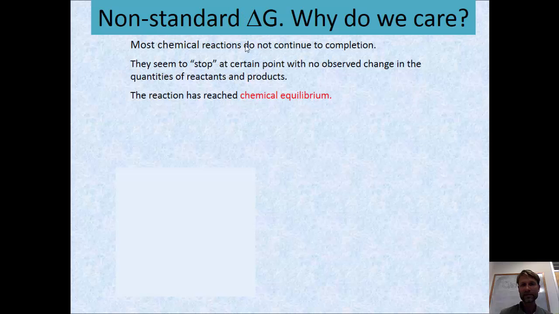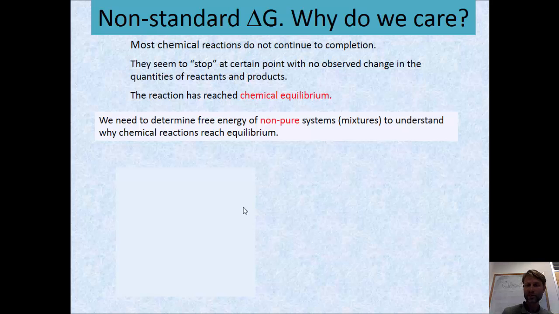So we have to back up and look at the tendency of chemical reactions, which is that they do not continue to completion. 100% of reactants do not necessarily turn into 100% products. They seem to stop at a certain point with no observed change in quantities of reactants and products. The reaction has reached chemical equilibrium.